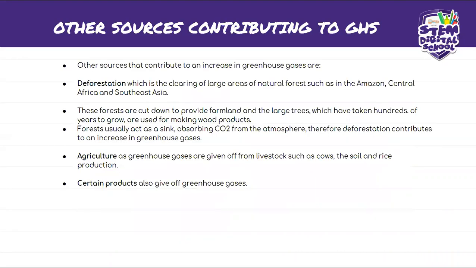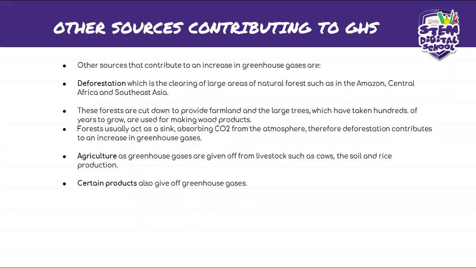Now let's look at other sources contributing to greenhouse gases. Other sources that contribute to an increase in greenhouse gases are deforestation. Deforestation is the clearing of large areas of natural forests such as in the Amazon, Central Africa, and Southeast Asia. These forests are cut down to provide farmland, and the large trees which have taken hundreds of years to grow are used for wood products. Unfortunately, forests usually act as a sink.